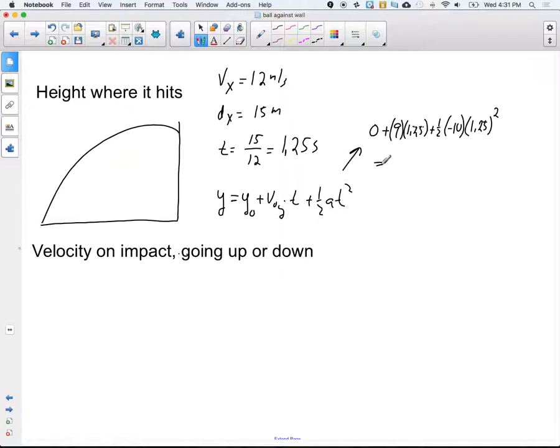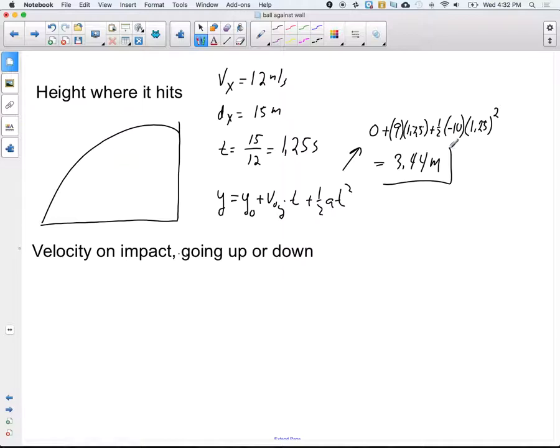If I do that all out, what I find is that the height on the wall is, and let me double check that because I don't want to mislead you, 9 times 1.25 plus 1/2 a t squared, and I get 3.44 meters. So that's how high. Now the question is, when it hits on impact, is it going up or going down?